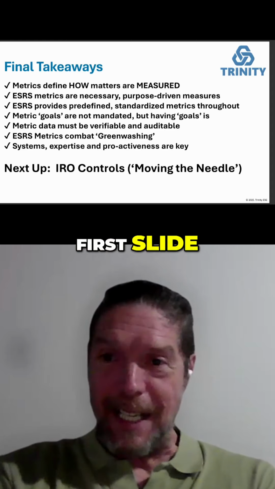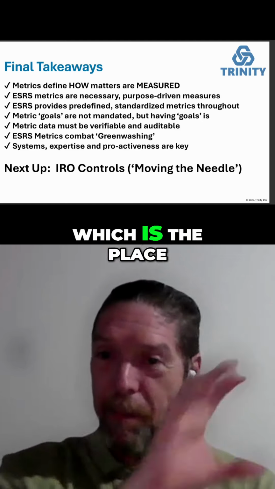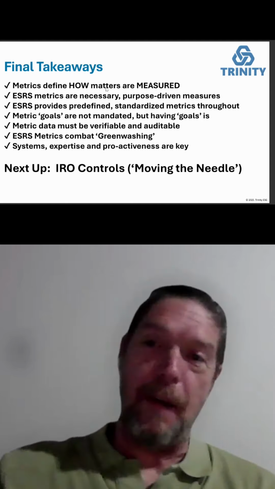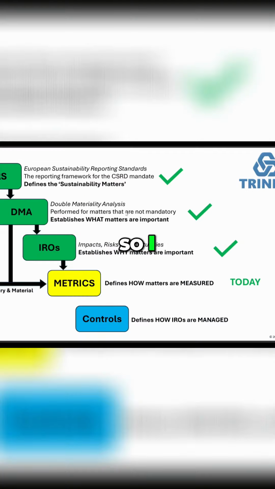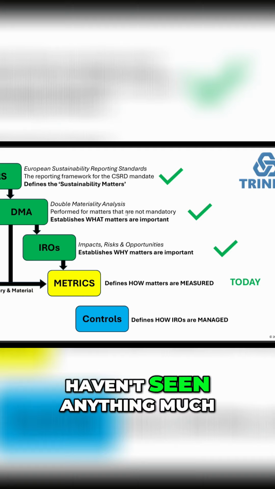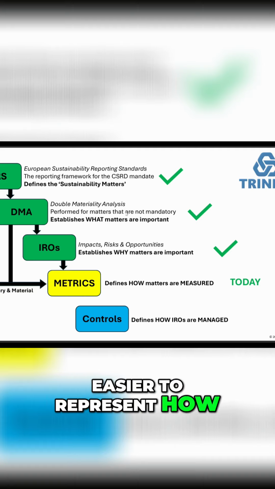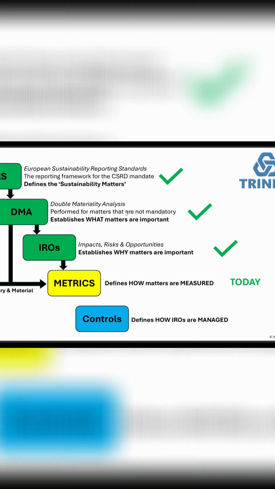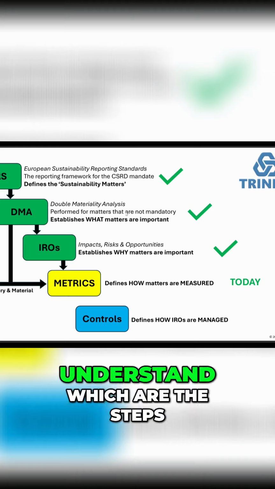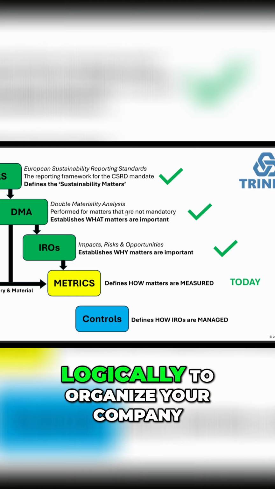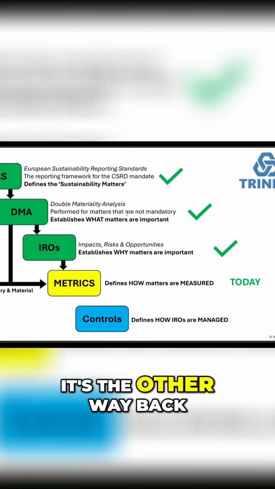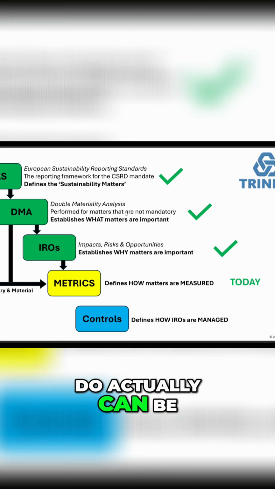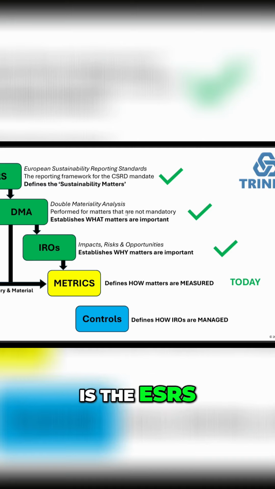I particularly like your first slide because it gives a context where everything falls, which is the place of every part of the ESG. Can we go back to the first slide? This one, perfect. I haven't seen anything much easier to represent how things fall into the right place, like this graph. It makes it very easy for somebody to understand which are the steps you have to follow, logically, to organize your company, and in the same way it works the other way back. So actually, what you do can be traceable back to the ESRS. This cascade, I think, is absolutely brilliant.